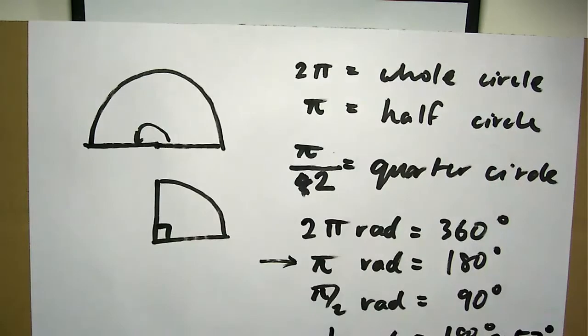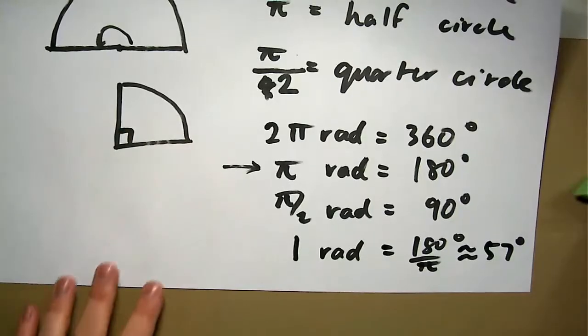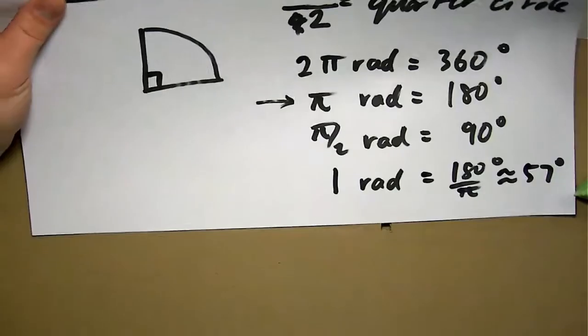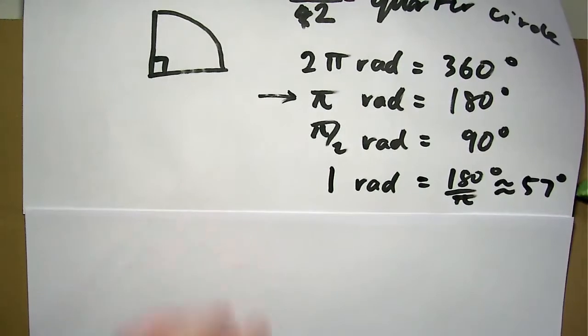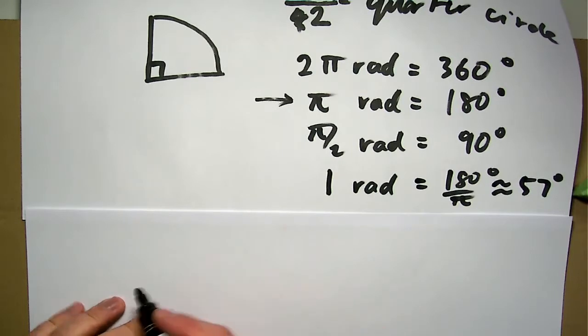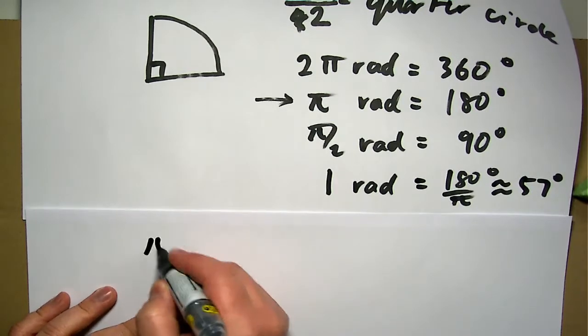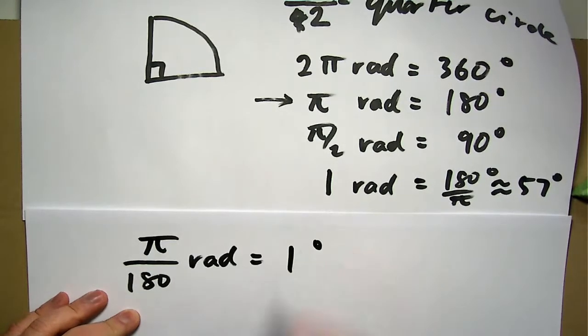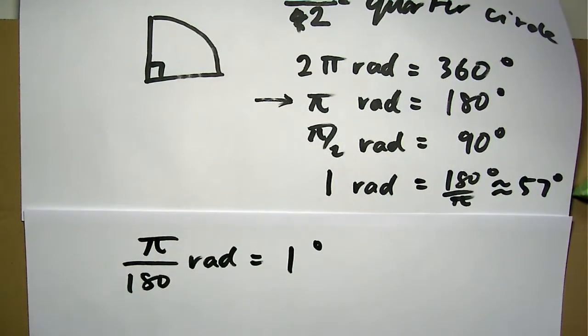If we look at this formula that we just got, then maybe we can see how to use that to convert radians into degrees and degrees into radians. Well, if we rearrange this formula, 1 radian equals 180 over pi degrees, we can see that we get pi over 180 radians equals 1 degree. And we can use this to work out how many radians there are in any number of degrees.